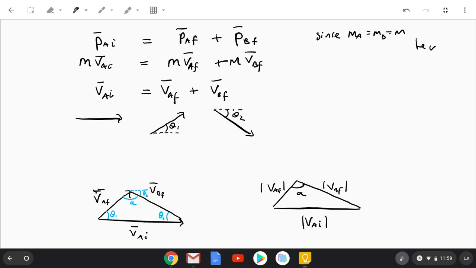So when we draw this out, the velocity vector before is equal to the sum of the velocity vectors of A and B afterwards. I've put the respective angles in. So if this angle here we take as θ1, and this angle here we know is θ2, and by alternating angles, that makes this θ2 as well.